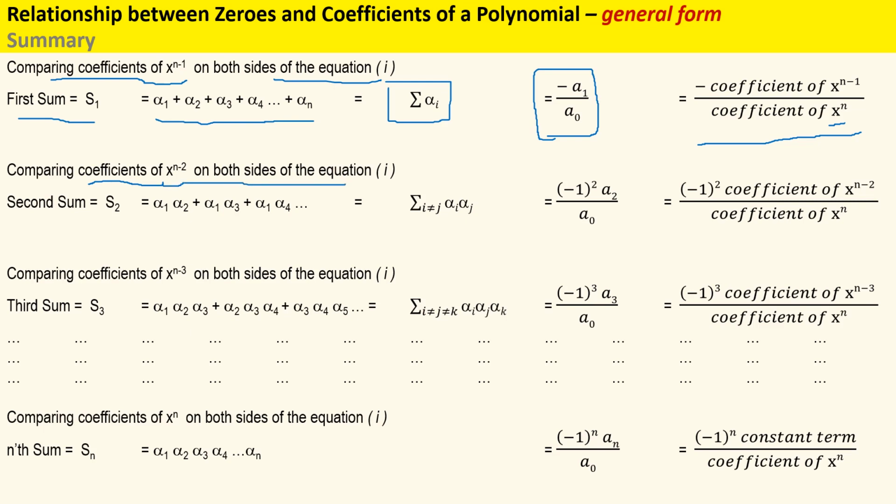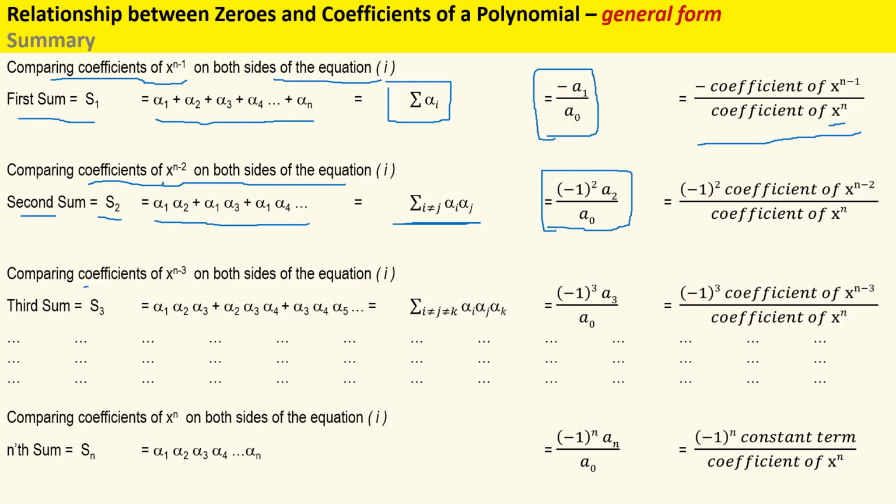Next, let's compare the coefficients of x raised to power n minus 2 on both sides of the equation 1, and this will give us the second sum S2, which is equal to alpha 1 times alpha 2 plus alpha 1 times alpha 3 plus alpha 1 times alpha 4, and so on. And in simple form it is written as sigma i not equal to j alpha i alpha j, and this sum will be equal to minus 1 whole square times a2 divided by a0.